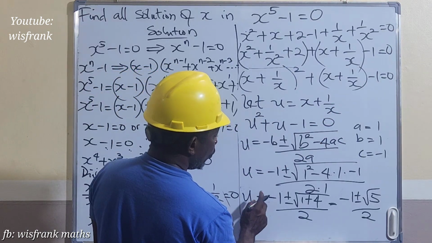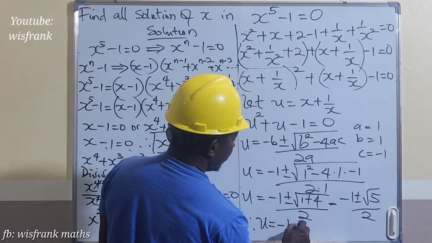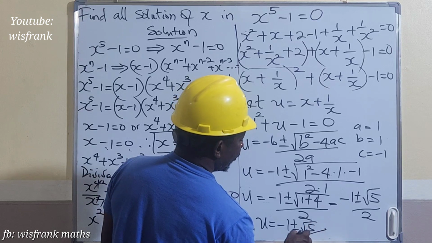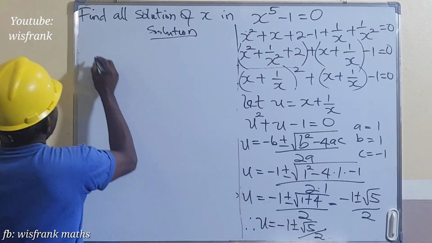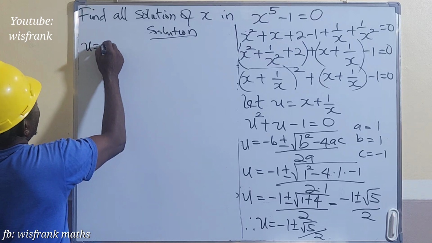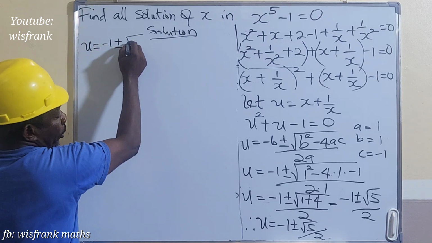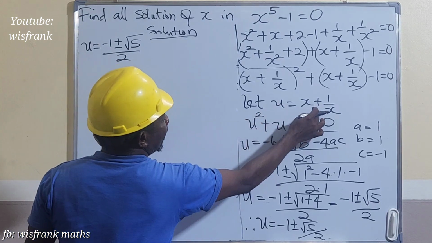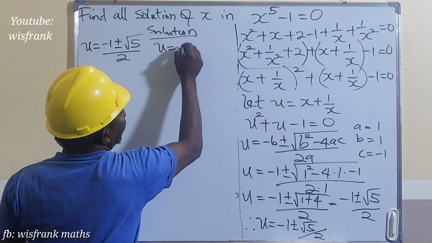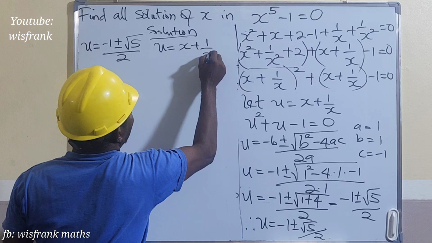Therefore, we have u as minus 1 plus or minus square root of 5 all over 2. So we move over to this other side. We have our u equals minus 1 plus or minus square root of 5 all over 2. So u equals x plus 1 all over x.